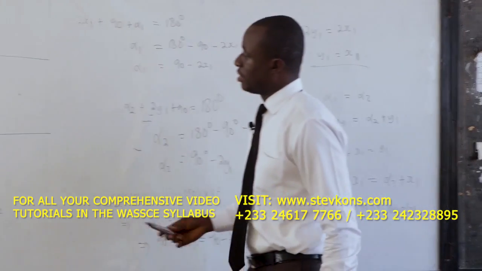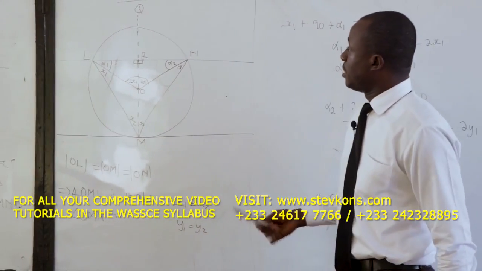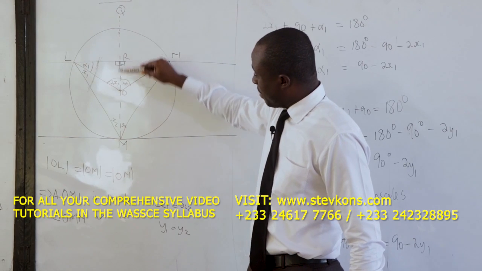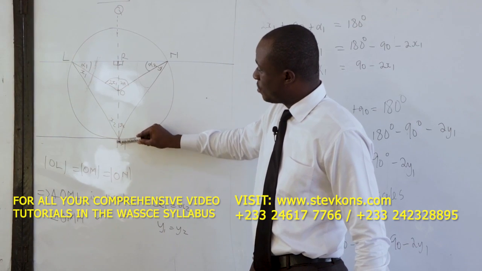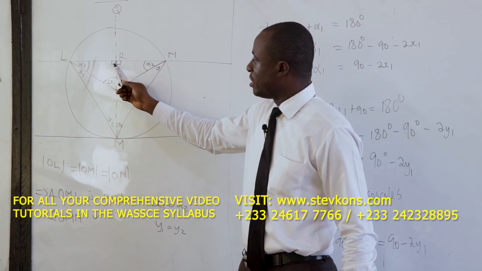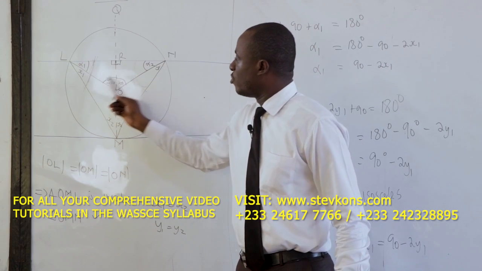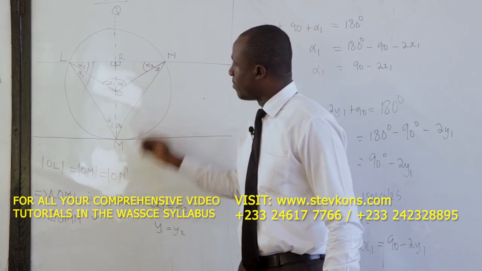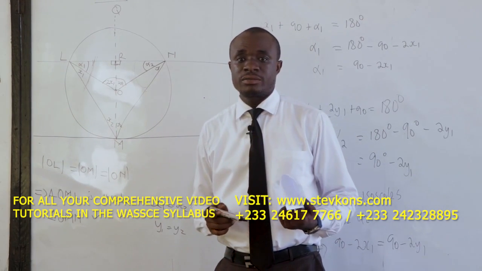So clearly, we can also deduce that if there is a vertical line passing through the center to the circumference, then clearly the angle here will be 90 degrees. And the angle here will be equal to the angle over there, which will make triangle LMN isosceles.